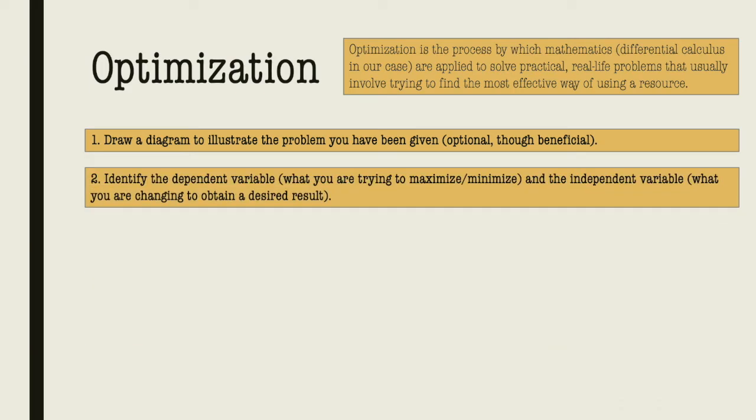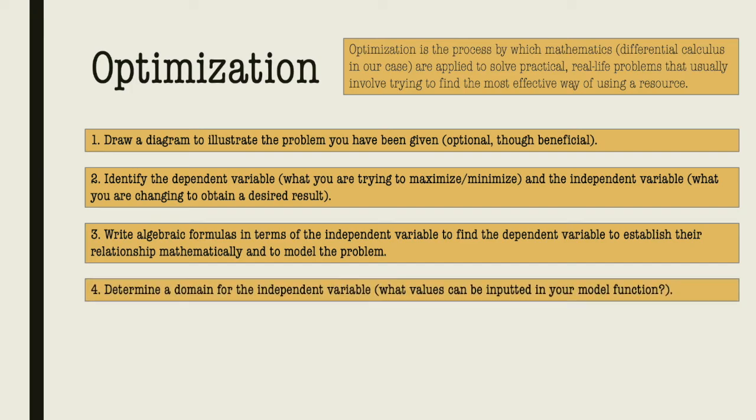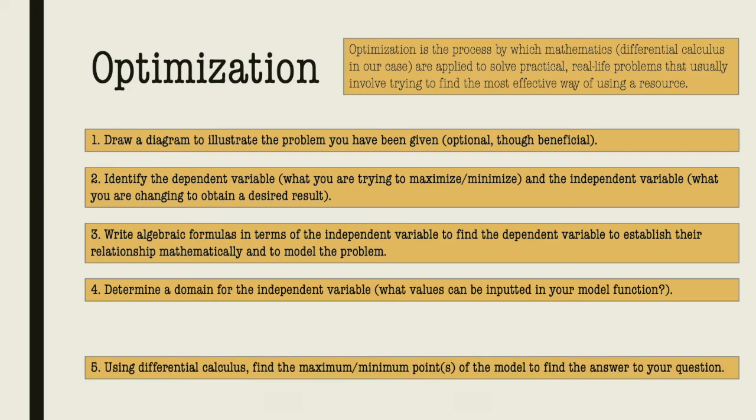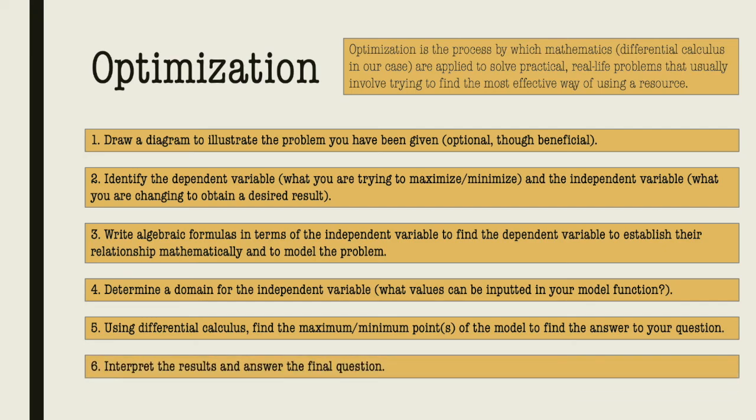Next, you must identify the independent and dependent variables. You continue by using the two variables to write down algebraic formulas modeling the problem. You must also find a domain for your function, and to proceed, you use your knowledge of differential calculus to find the maximum or minimum points on the model function you're looking for. And finally, once you're done with everything, you end by interpreting your results and answering the original question to the problem. Follow these steps and you will be able to solve all optimization problems for differential calculus.